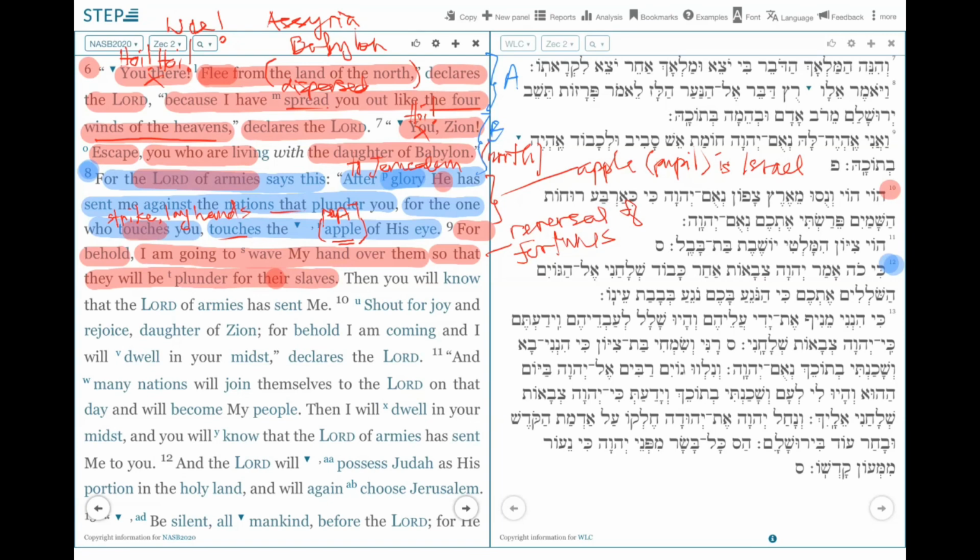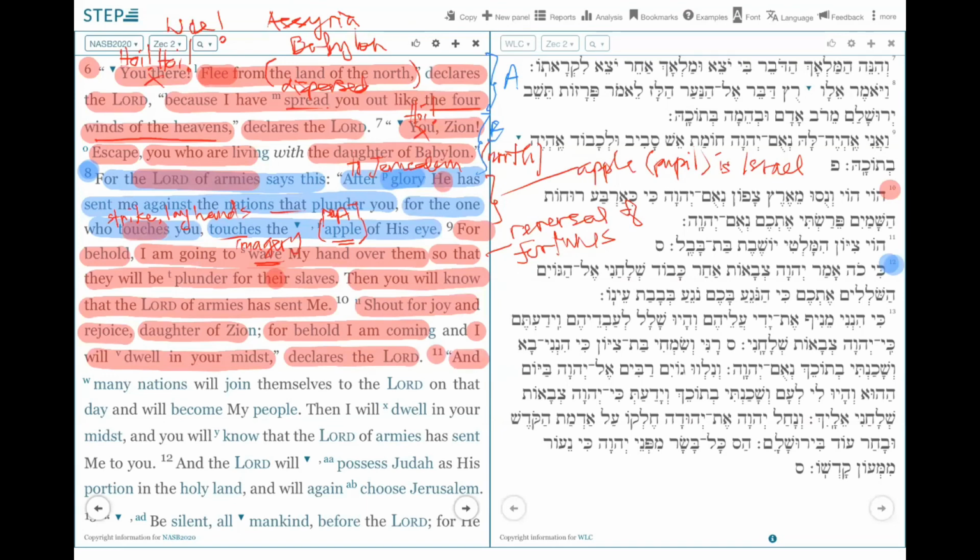This idea of waving, it is to swing his hand back and forth over them. And so this is an imagery, right? This is an imagery that God is going to wave his hand over them, and then Israel will plunder and take them as slaves. Then you will know that the Lord of armies have sent me. Shout for joy, rejoice, daughter of Zion, for behold, I am coming, and I will dwell in your midst. This is really talking about the future, declares the Lord. In the future where fortunes will be reversed.